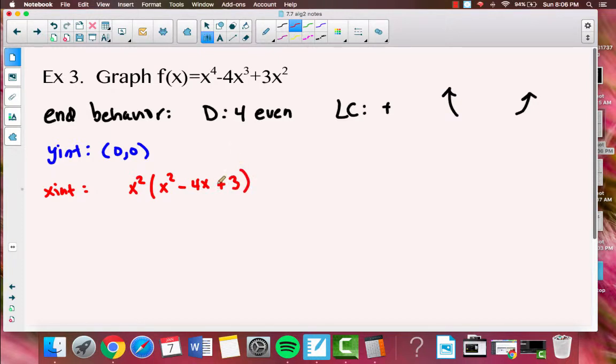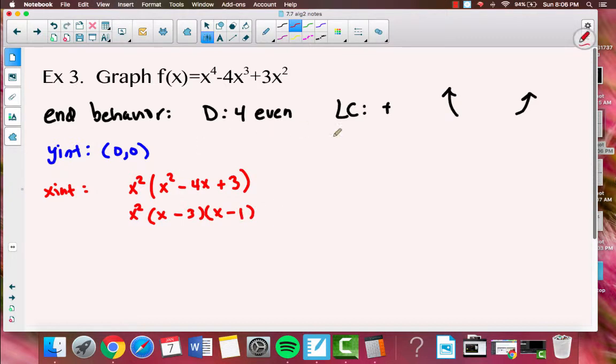Now I look at this and think, can I factor this any further? Well, we know our factors of 3 are 1 and 3, and they can get us a 4. So I'm going to go ahead and separate it into its 2 parentheses. So I'd have x and x, and a 3 and a 1. And both my signs will have to be negatives. So this is a really good practice for factoring polynomials. So this is its factored form.